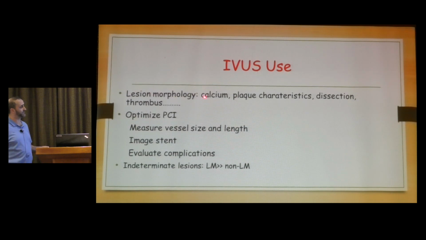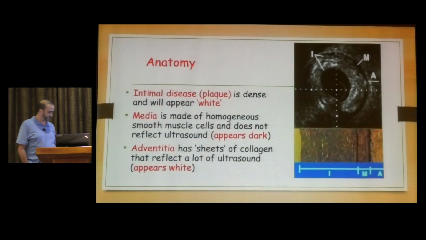We use IVUS to see the lesion morphology. Calcium, there's a lot of data on calcium. Plaque characteristics, dissection, thrombus, and all that stuff. We use IVUS to optimize PCI. We measure the vessel size and length. We image stents and see what they are, we're going to talk about in detail now. Evaluate complications, dissection, thrombus. And there's a role of IVUS use in left main, much more than we use in non-left main lesions.